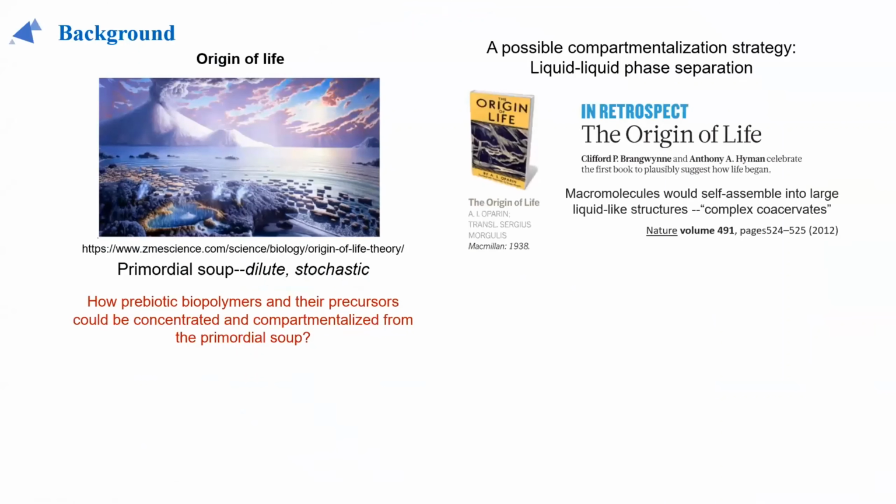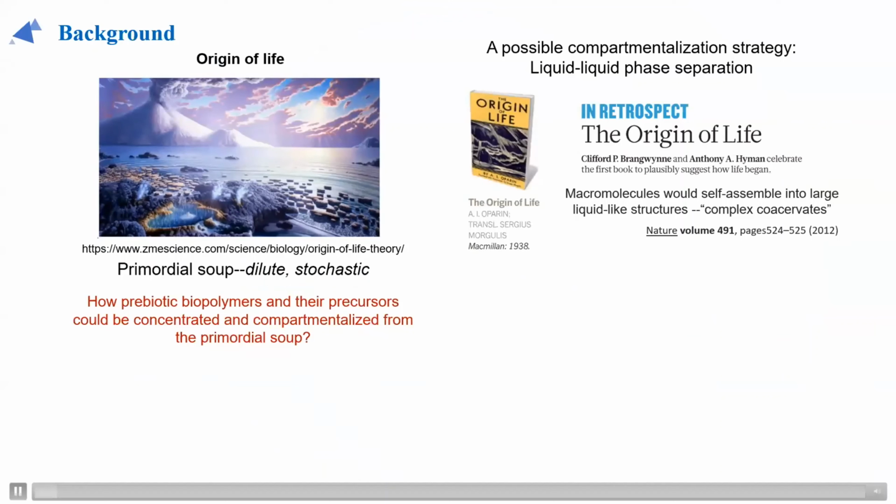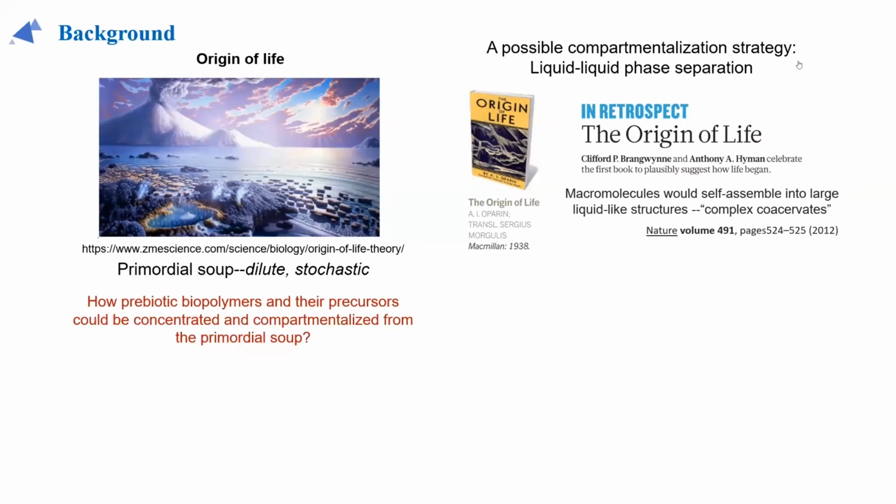One of the ways that compartmentalization can happen is through the so-called liquid-liquid phase separation. We start with a very simple homogeneous liquid solution, and then during phase separation, different structures, different droplets, different shapes start to emerge. This has been reported by researchers such as Cliff Brangwyn and Anthony Hyman, who first suggested this approach and suggested how life began using this approach.